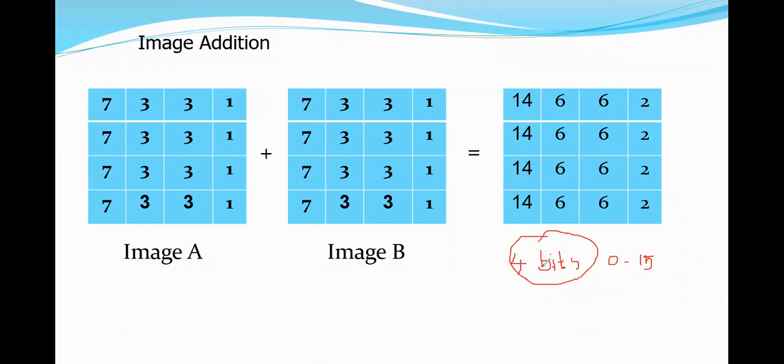Now, instead of 4 bits per pixel, if you assume that you are using 3 bits per pixel, what is the maximum pixel value possible when we are using 3 bits per pixel? Please type your answer in the chat box. What is the maximum pixel value?